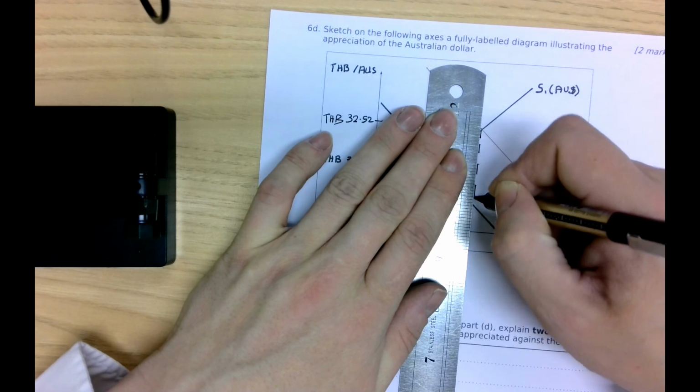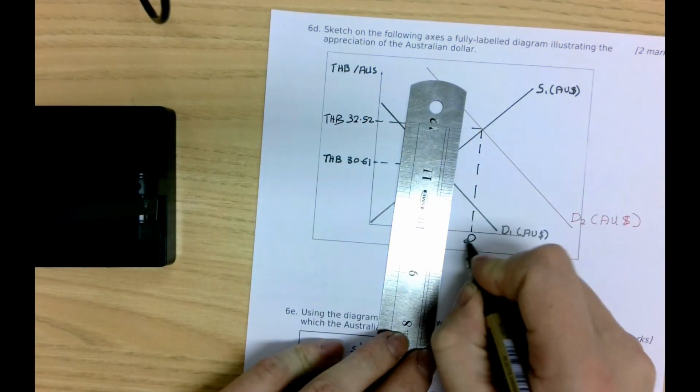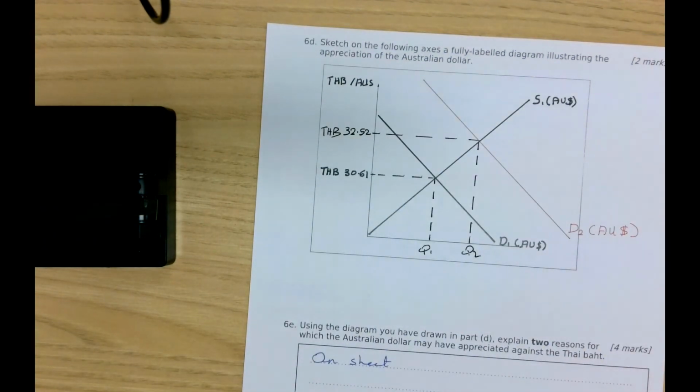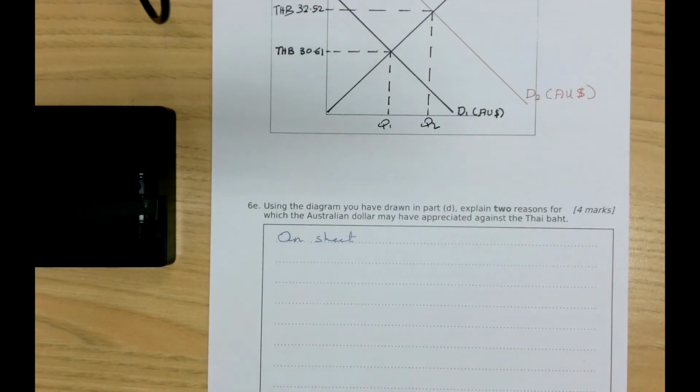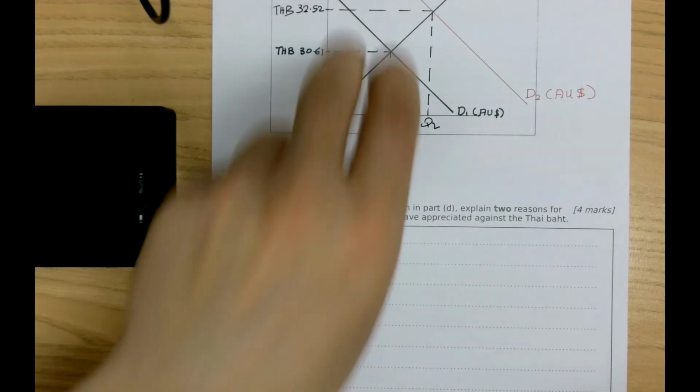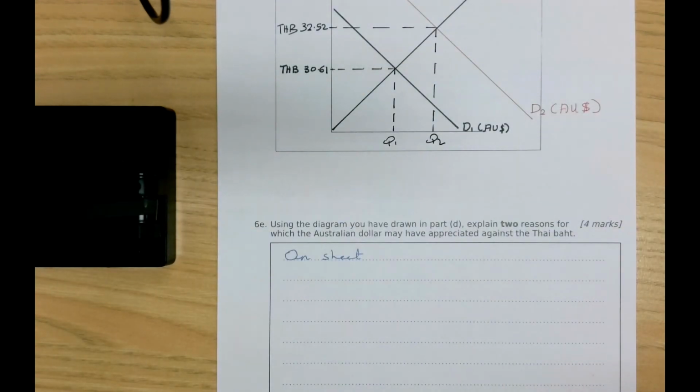Now, we're not at the last one yet. I just want to make sure I'm on the correct question, 6E, and I am. Fantastic. So what we're saying here is, using the diagram you have drawn in part D, explain 2 reasons for which the Australian dollar may have appreciated against the Thai baht. And now we have our stuff written down here. Well, the first one is increased Thai demand for Australian exports.